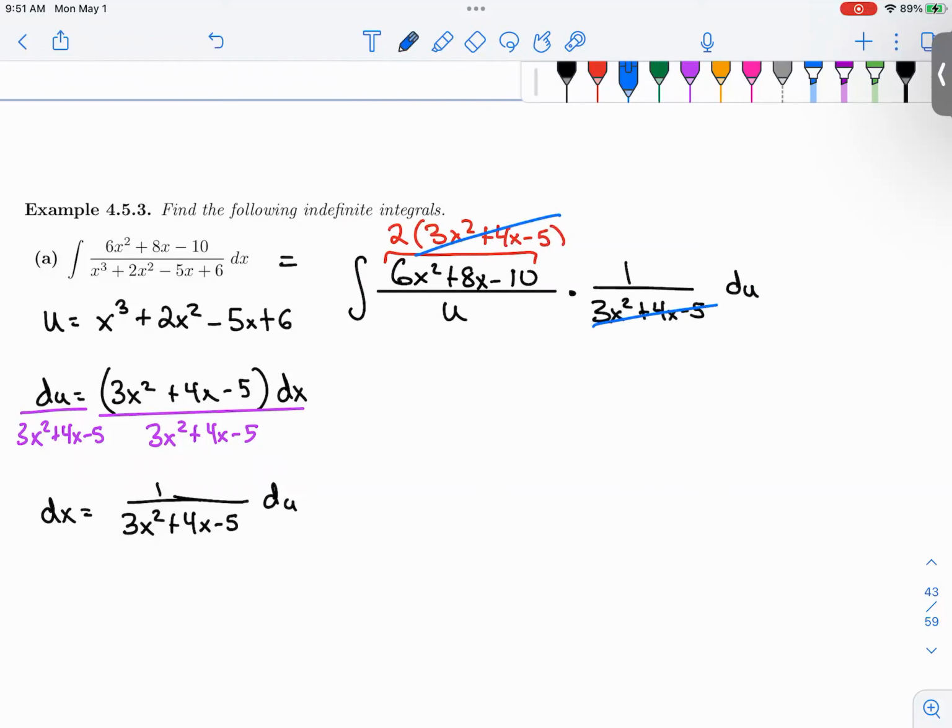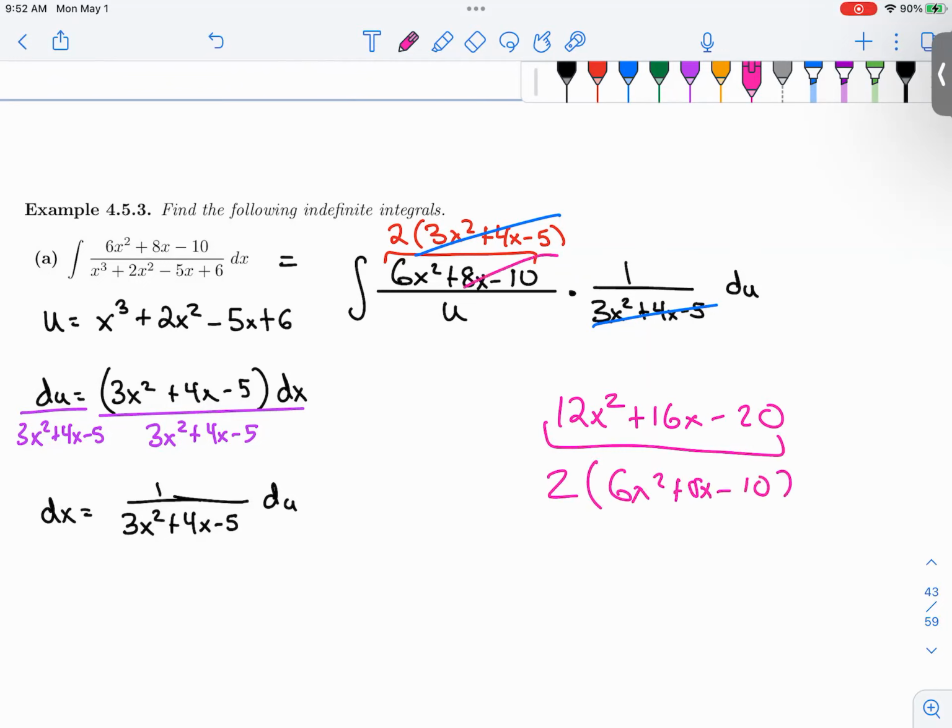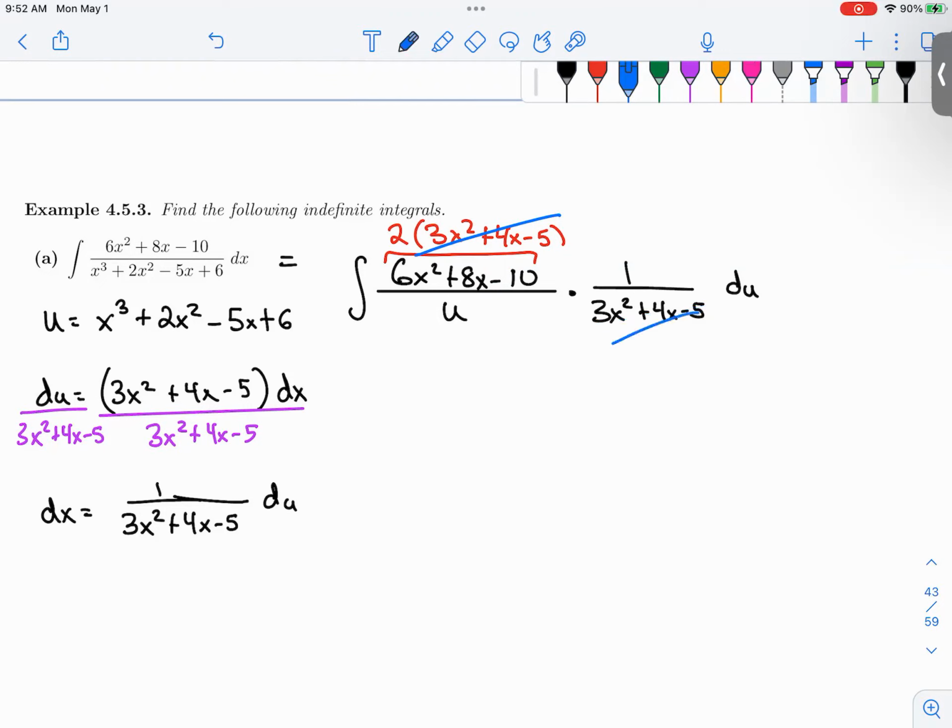Sometimes you might have to factor it out from the original portion of it. Sometimes you have to factor it out from the du portion. It could have just as easily been that instead of 3x squared plus 4x minus 5 for your du portion, maybe we got 12x squared plus 16x minus 20 in the denominator, in which case you would factor out a 2 from 6x squared plus 8x minus 10, and then you would cancel it here. It all depends. I'm mainly mentioning that sometimes you cancel, you factor from the integrand portion, and sometimes you cancel down here.